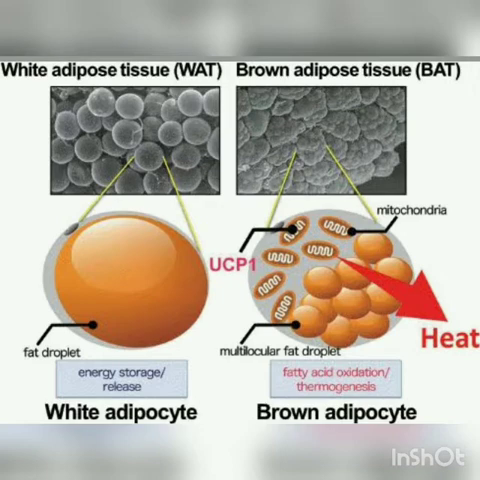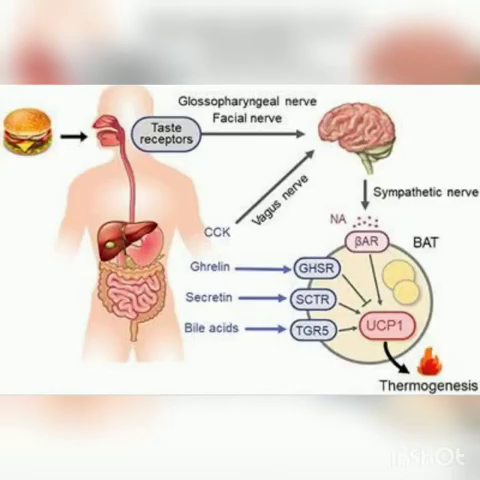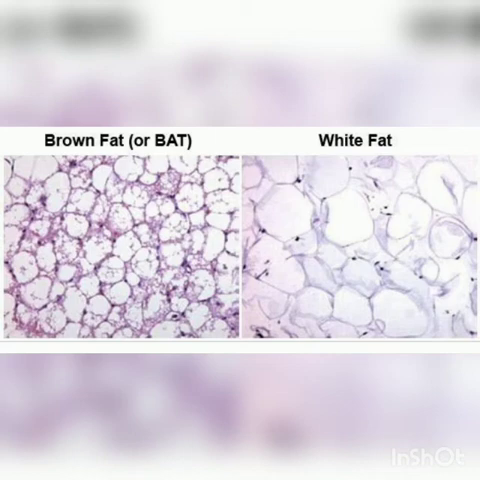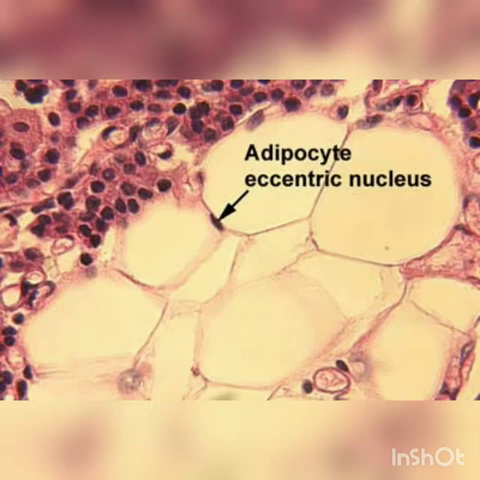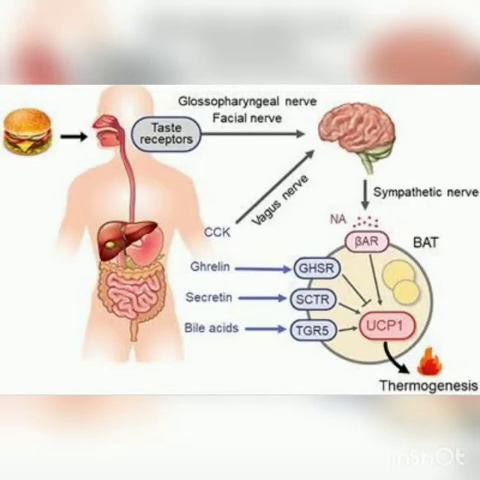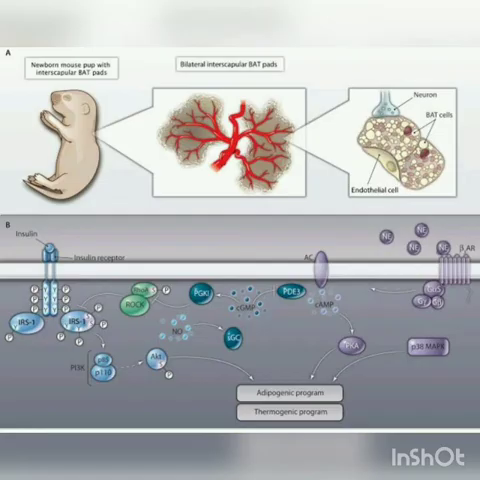White fat stores nutrients, whereas brown fat is used to heat the bloodstream to warm the body. So this is an important 2-mark question. What are the different types of adipose and brown adipose? White fat stores nutrients, whereas brown fat is used to heat the bloodstream to warm the body. Brown fat produces heat by non-shivering thermogenesis in the neonates. Neonates is nothing but a newborn child.